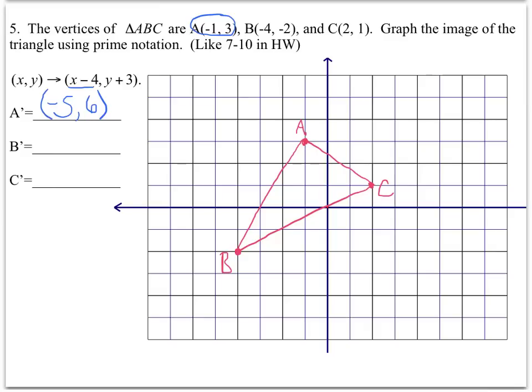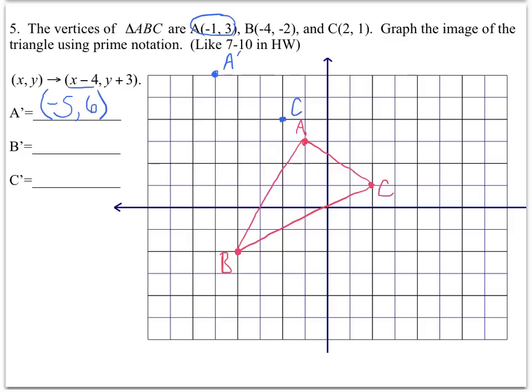So I count over to the left 5, 1, 2, 3, 4, 5, and up 6. And I plot that new point. And I'm going to call this A prime, the image of A. For the next ones, it's up to you. Find it however you want. I'm just going to subtract 4 from C, so I'm going to move C over 4 and then up 3. Over 4, up 3 brings me to here.